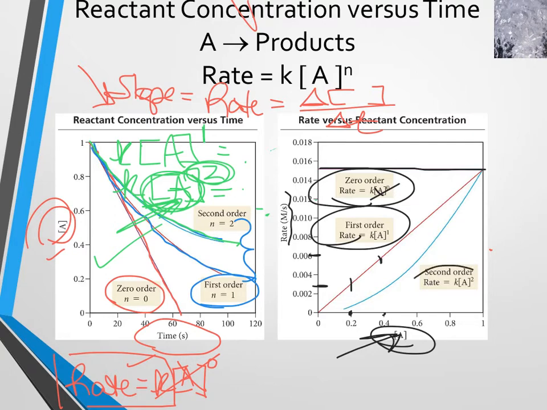And finally, second order: if you double the concentration of reactant, you quadruple the rate. So there's a much steeper increase in rate. It's not a direct relationship anymore. It's more exponential.